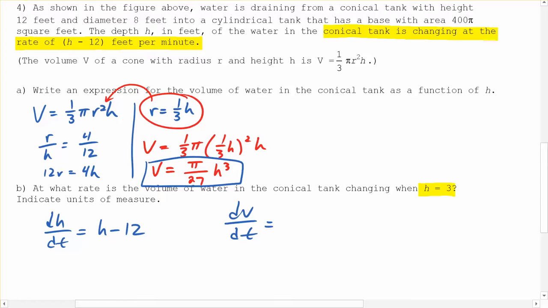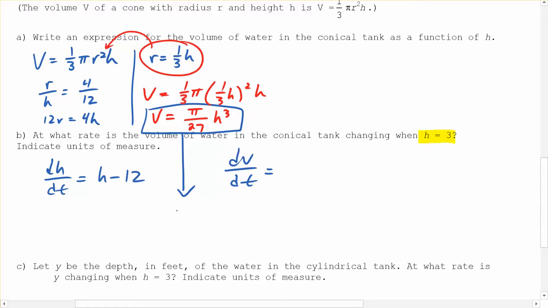Lindsay, what is dV/dt from there? Take the derivative. What is it? 1/27 times 3h squared. Pi over 27 times what? 3h squared times dh/dt. Exactly. So if we want dV/dt when h is 3, what do we plug in?